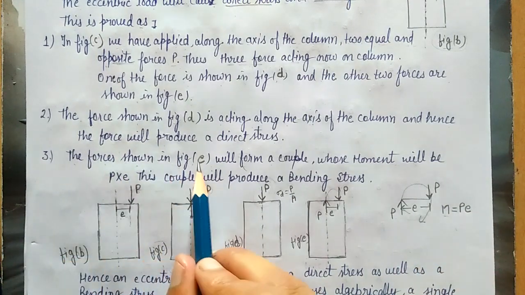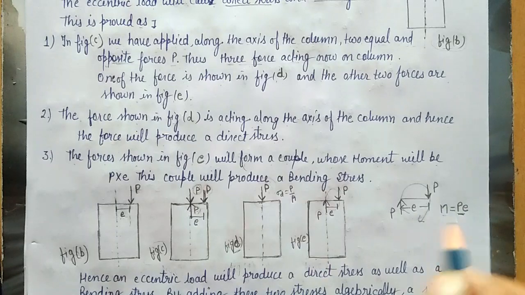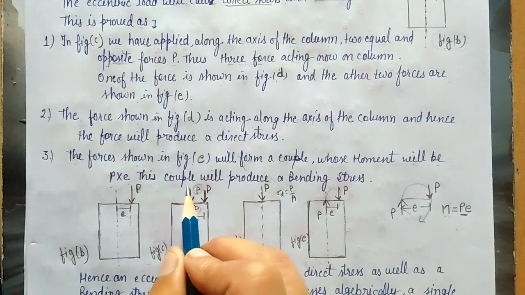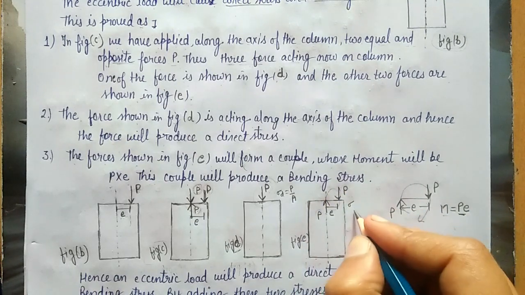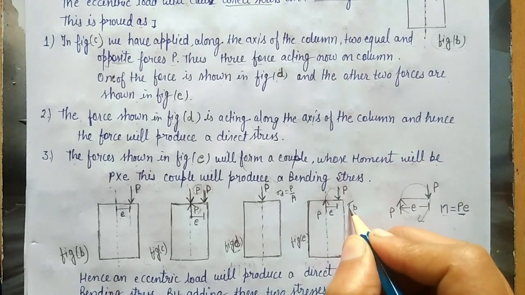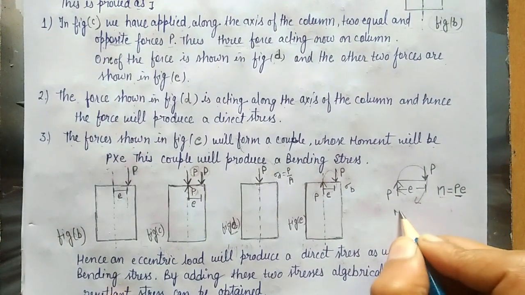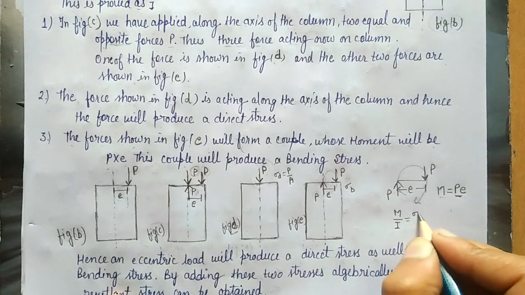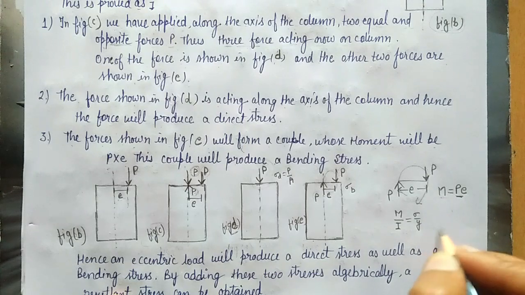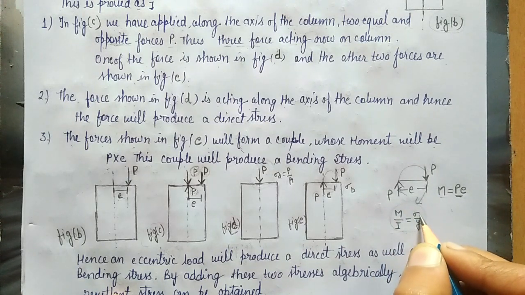So the force shown in figure E will form a couple, whose moment will be equal to P into E, right? This couple will produce a bending stress, that means sigma B, okay. And what is the value of the bending stress? You know the bending formula, M upon I, that means the flexure equation or bending equation. M upon I equals sigma upon Y equals E upon R. So we don't need E upon R, so that's why we leave it. So by these two terms we can find our bending stress.